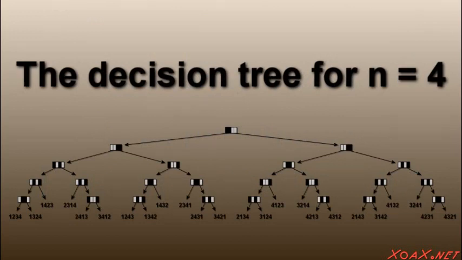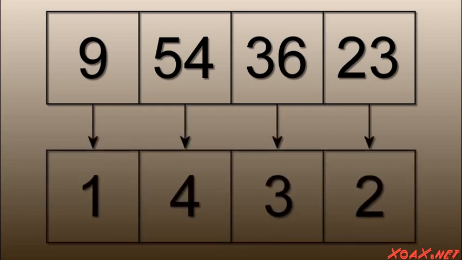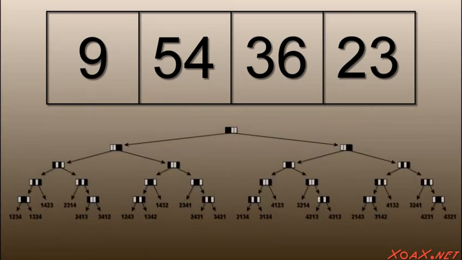Here we have a decision tree that we will use in our idealized sort. I will explain it as we go through the sort. Let us begin with an array that we wish to sort. 9, 54, 36, 23, which we note corresponds to the permutation 1, 4, 3, 2, since 9 is the smallest and 54 is the largest element. Now we already know what the final permutation will be by inspection. However, we will go through the idealized sort to show how we would find the permutation via an idealized sort.